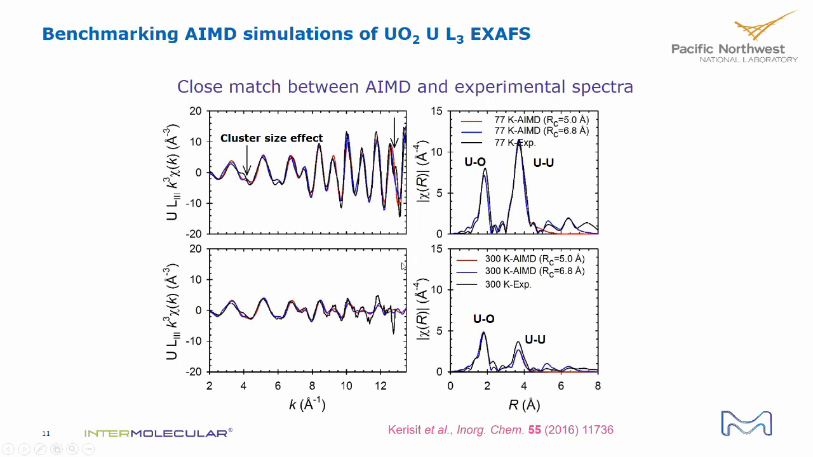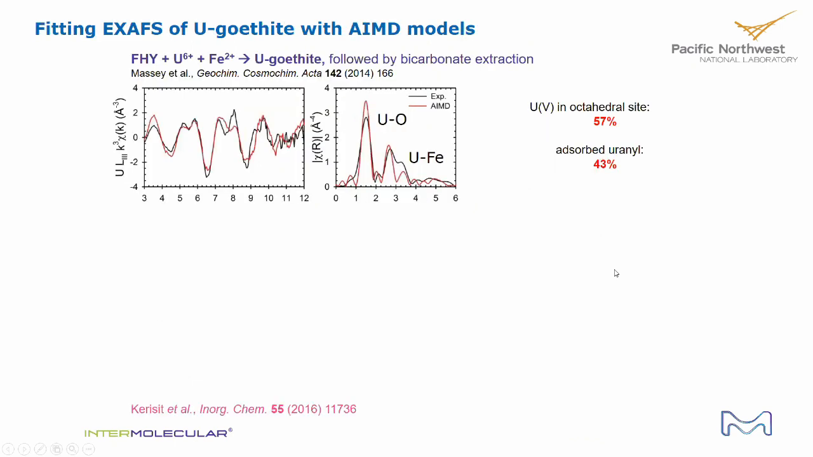We also see this strong temperature dependence. As we go to higher temperature, we expect higher thermal disorder, we expect a smaller XAFS amplitude, and we see all of that quite nicely. So we validated the method. Now we can go forward and actually start solving some problems in geochemistry.